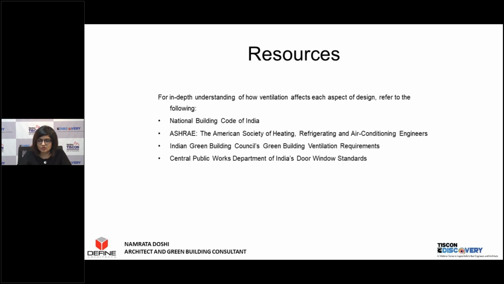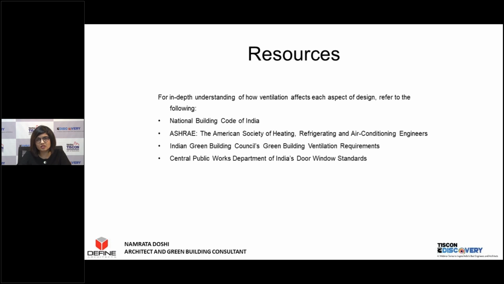I'd like to mention a couple of resources that you all can look at. National Building Code of India, the ASHRAE, which is the American Society of Heating, Refrigerating and Air Conditioning Engineers. All of us use it. Mainly the MEP team is always referring to these books. Indian Green Building Council's green building ventilation requirements.